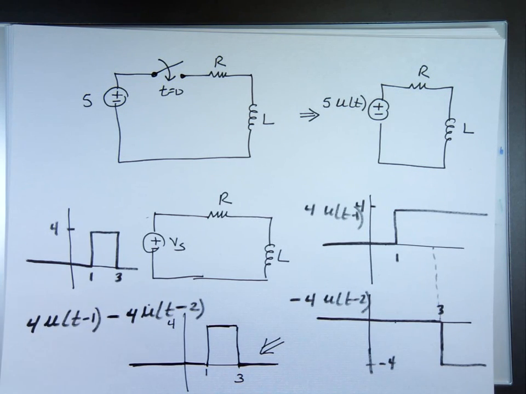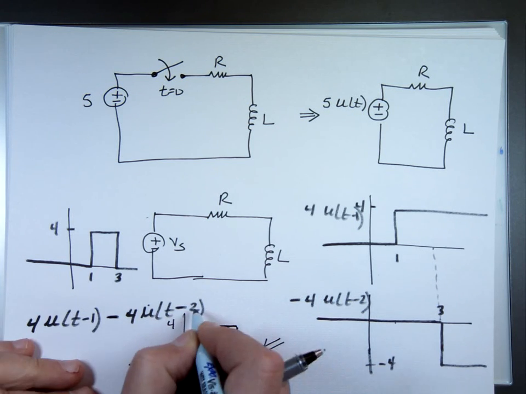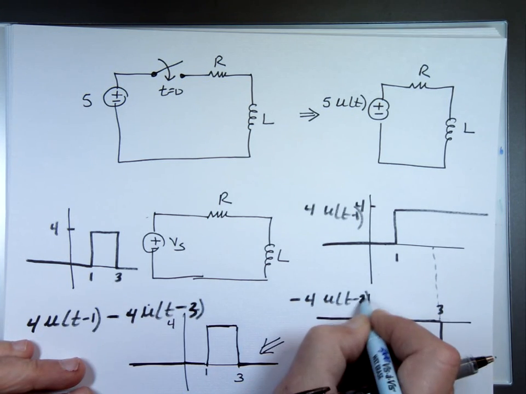And you're adding them. You're adding this to that to get this one. Oh, did you mean minus 3 for that second source? Oh yeah, 3, thank you. That's a 3 here. Yeah.